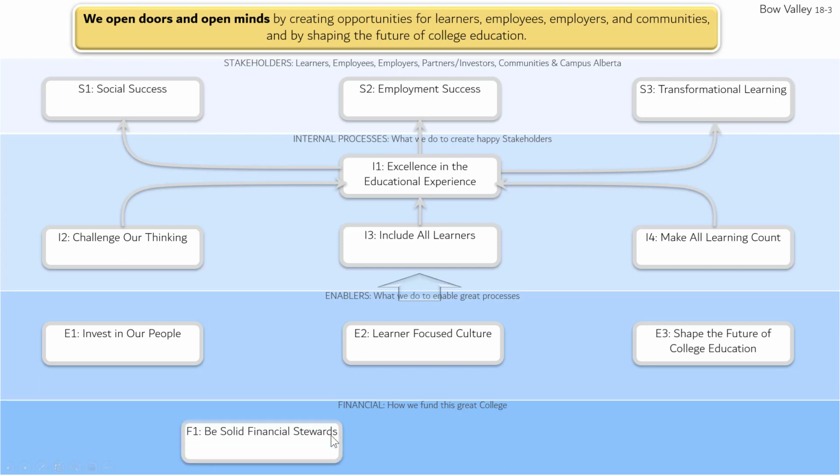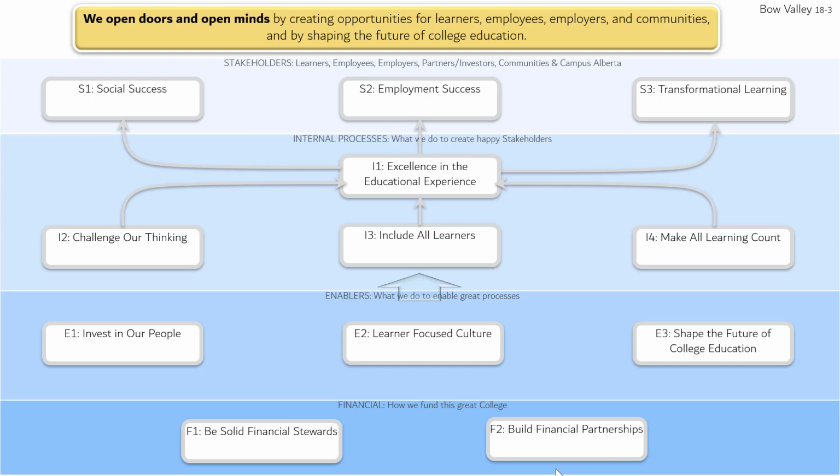Underpinning that are the two objectives of being great financial stewards of the monies we're granted and building financial partnerships to augment the government funds that we're provided. So this is a strategy map, and it describes our strategy or strategic objectives. And in the workshop, we'll be taking your existing strategy and drawing it as this cause and effect diagram. That's step one.